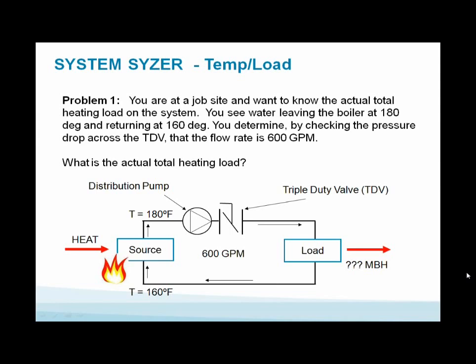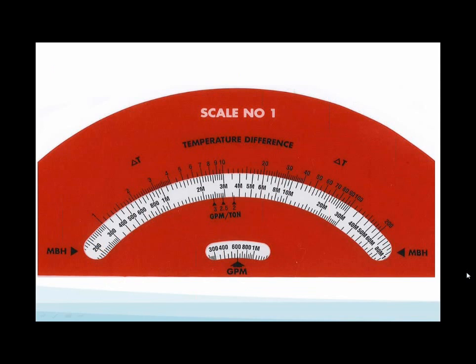Problem 1, we've got a little problem talking about this temperature and load thing. If we have available boiler water at 180 degrees and return water at 160, then our delta T would be 20 degrees, as shown in the chart. If we have a flow rate of 600 GPM, what is the actual heating load in BTUs? Very simple little thing. Our System Syzer scale 1 will give us that answer. Let's take a quick look at how we would set it up. If you go to the manual one, all we do is go to scale 1.